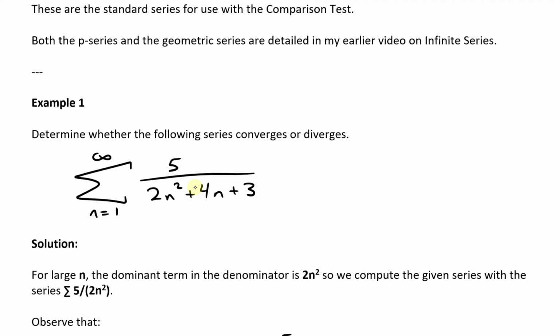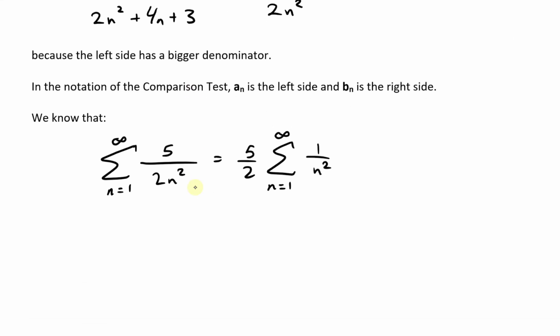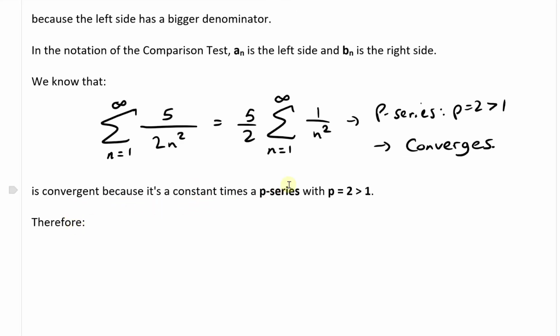This is just a p-series. Recall from my earlier video that a p-series converges if p is greater than 1. Here p is equal to 2, which is greater than 1, so this converges. It's convergent because we have a constant, 5 over 2, times a p-series with p equals 2, which is greater than 1.